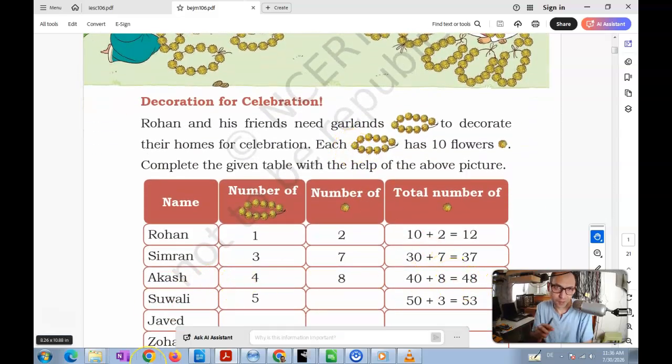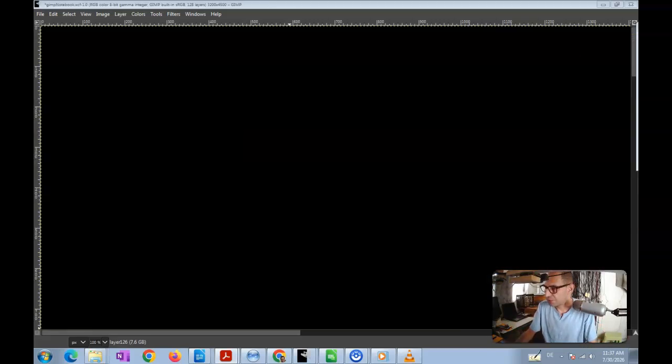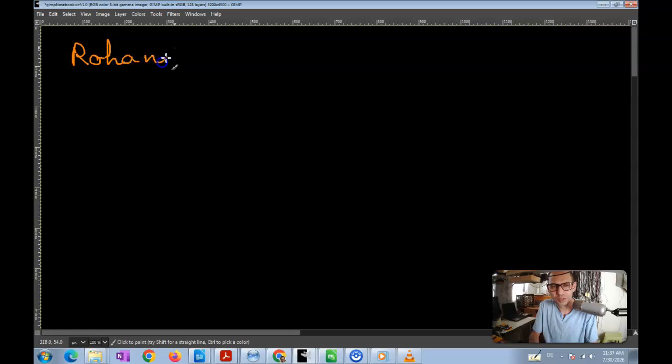Now we have used these numbers this way so far, but we have never actually discussed why we write our numbers the way that we write them, right? Meaning that, for example, suppose that Rohan has, I don't know, 12 flowers, or 12 marbles, for example.